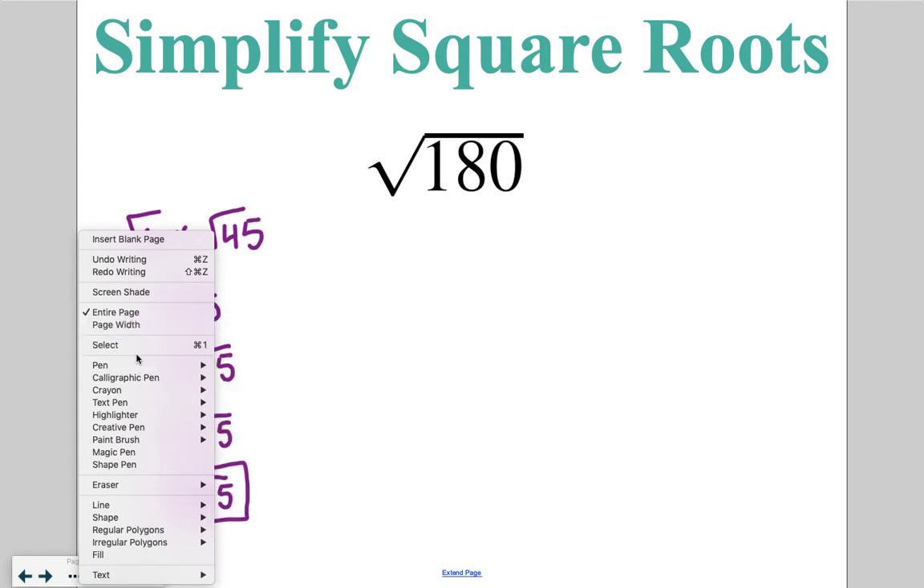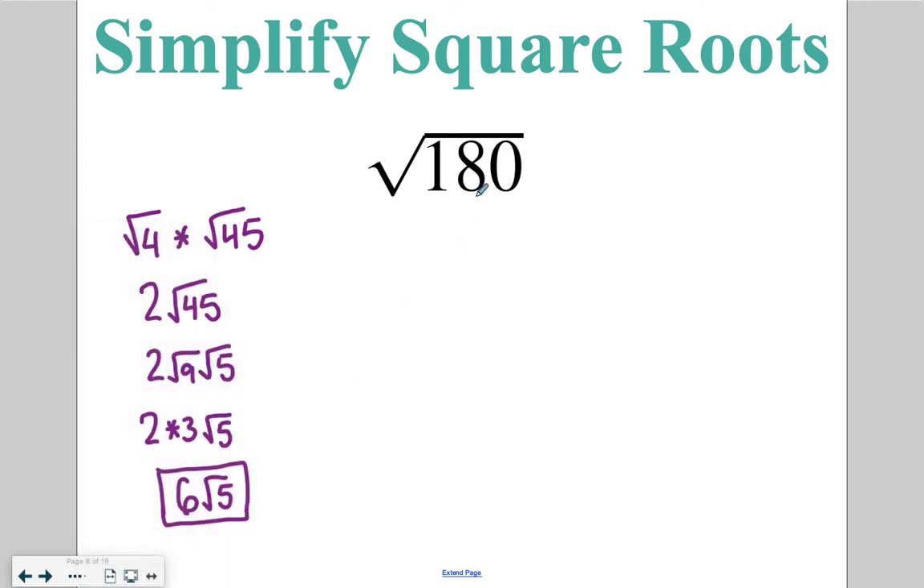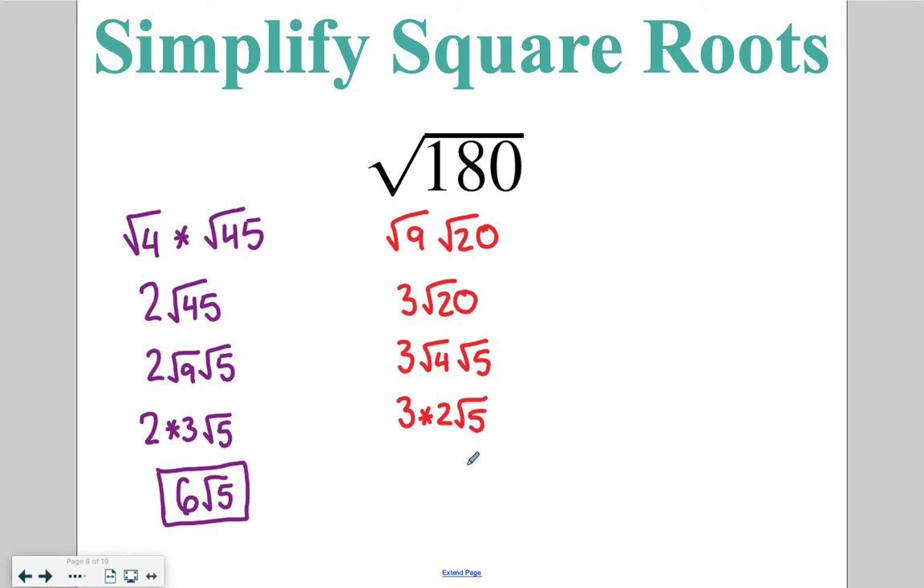Now, if we go back to this original problem up top here, 180, we check to see if it could be divided by 4. 180 can also be divided by 9. So we could have started the problem by splitting it into the square root of 9 and the square root of 20. If we had done that, we would have ended up with 3 times the square root of 20. But 20 then can be divided into the square root of 4 and the square root of 5. The square root of 4 is 2, which gives me 3 times 2, which again is going to give me a final answer of 6 square root of 5.